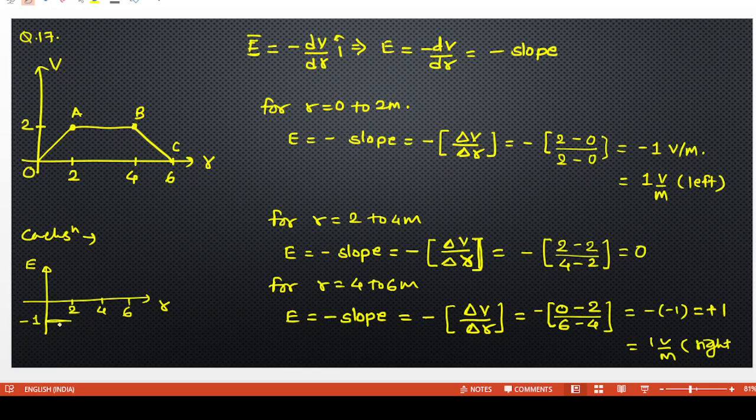Minus 1. For all these points, the electric field is minus 1, which means 1 leftward. For 2 to 4, it is 0. And for 4 to 6, it is plus 1. So draw this as a graph.